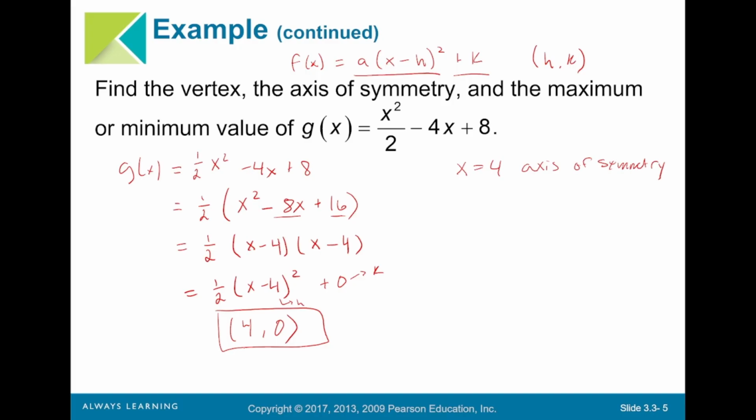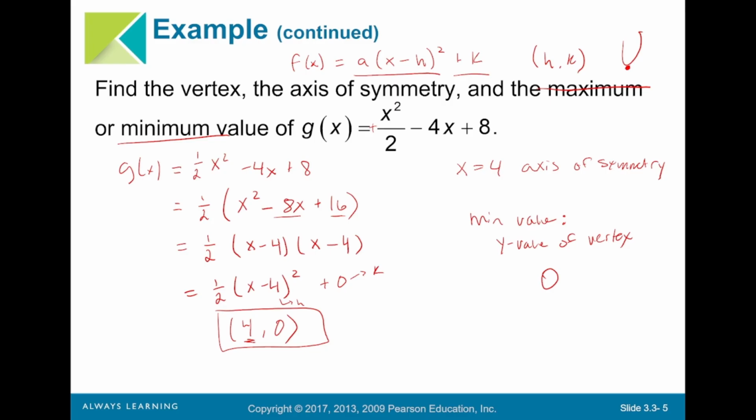Again, I just pick up that x equals 4 right out of the 4 in the x position in the vertex. And then the maximum minimum value, well, I have a positive x squared term, which means I'm going to have a U shape like this, and the vertex is going to be at the bottom. That tells me I'm going to have a minimum. So not a maximum, but a minimum. And that minimum value is going to be the y value, remember, y value of vertex. So 0.